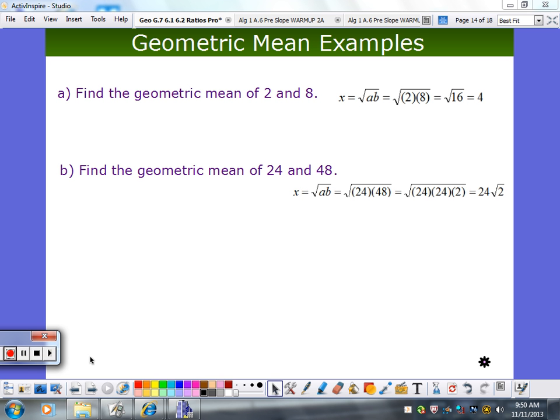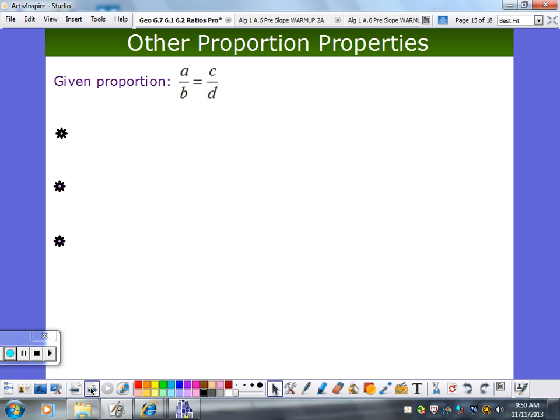So yeah, we have the old skills. The old skills are coming back to haunt us. But that's how you find the geometric mean. Geometric mean, awesome. Let's see what we got here.